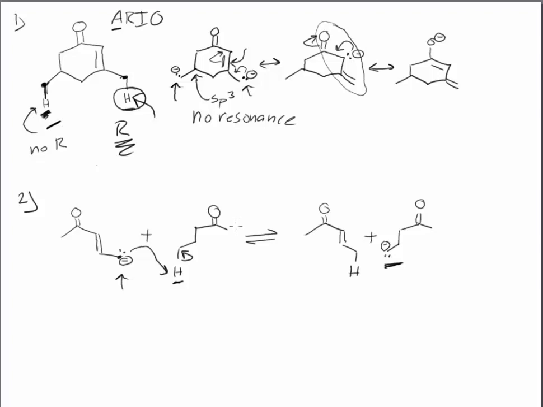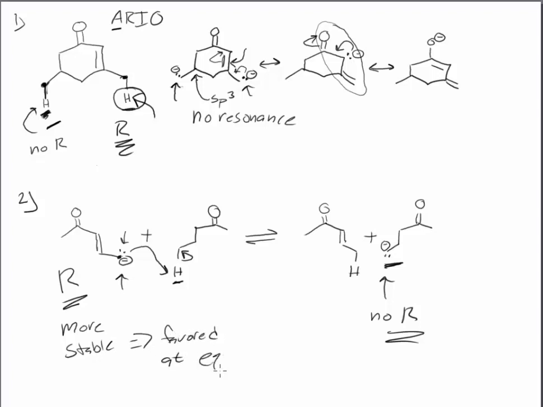Now the question is, which side is favored at equilibrium? We already know that there is resonance for this type of anion. It's next to a double bond, next to a carbonyl. There is no resonance here. And so we know that this is more stable, and this will be favored at equilibrium. If we're asked to circle or just indicate which side is favored at equilibrium, we could circle that side. Basically what we're saying is if we mix this anion with this ketone here, we're going to get no reaction, or very little reaction. Most of the molecules will remain as the starting material.